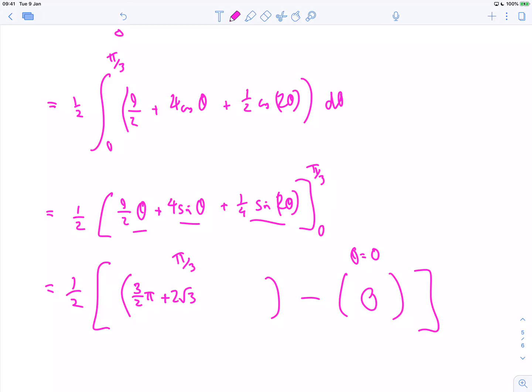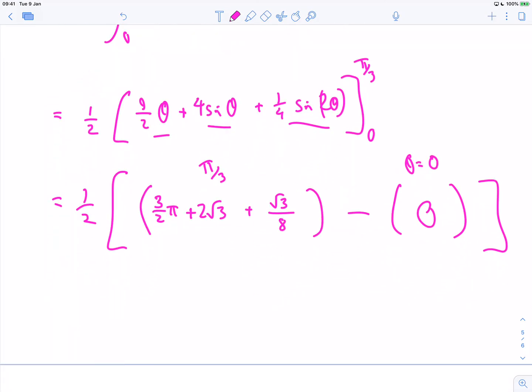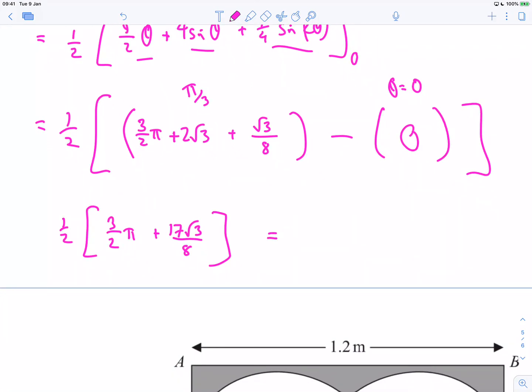Which is also root 3 over 2, so I've got a quarter of that, that's going to be plus root 3 over 2 with a quarter, that's an eighth. So this is going to be a half of 3 halves of pi, and then 2 is 16 eighths, but plus another eighth is going to be plus 17 root 3 over 8. And then when I halve that, that's going to be a half of 3 halves, which is 3 quarters of pi, plus a half times that is 17 root 3 over 16.